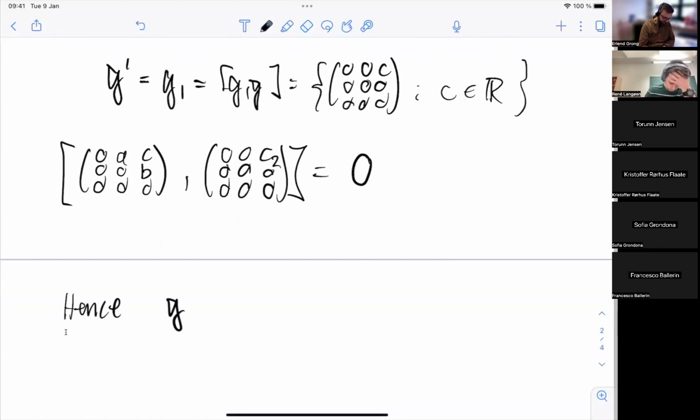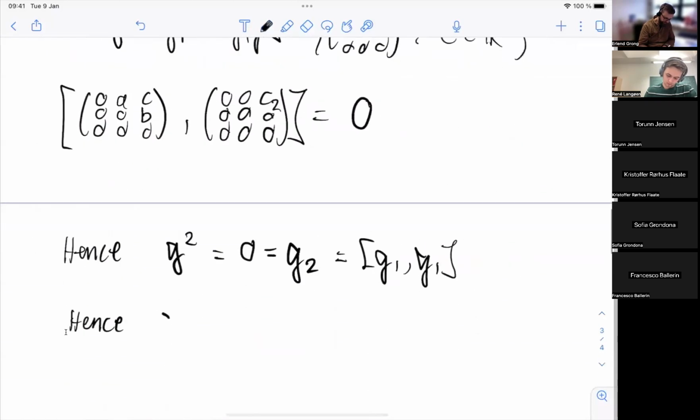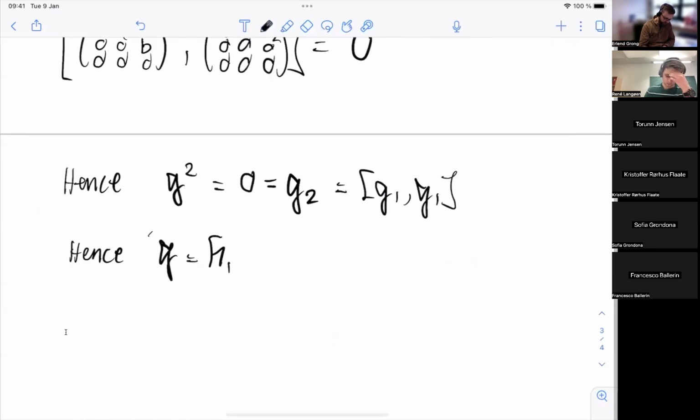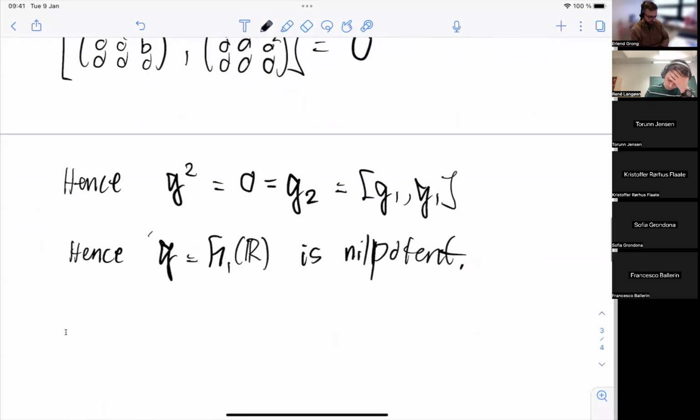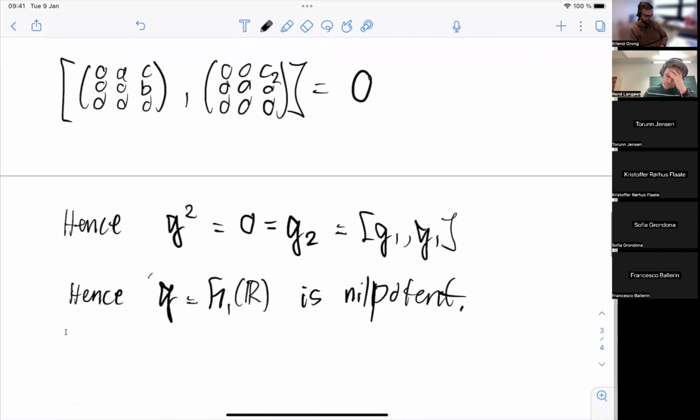Hence G upper 2 will just be 0. This will also be lower 2, which is just G1 bracket with G1. Hence, G, the first Heisenberg algebra, is nilpotent. Another way to interpret nilpotent is that if you take enough Lie brackets, then you will always end up in 0.